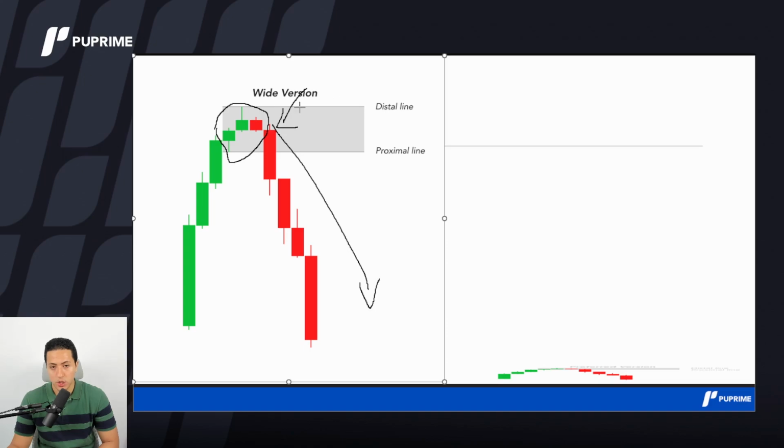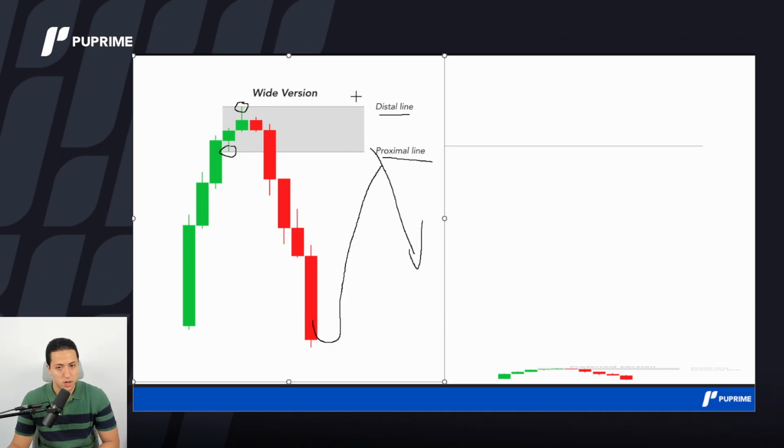So this is where we have some unfilled orders. How can I draw the wide version? From the highest end to the lowest end with the wicks. The distal line is again on top because it's a supply zone. The proximal line is the nearest to price. My stop loss should be above the distal. And here we go.